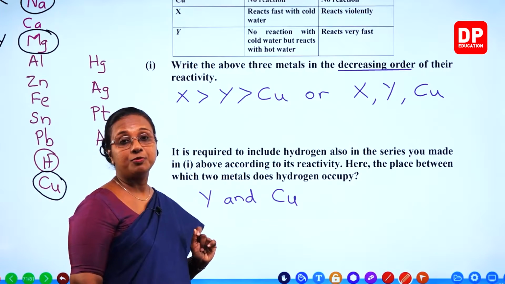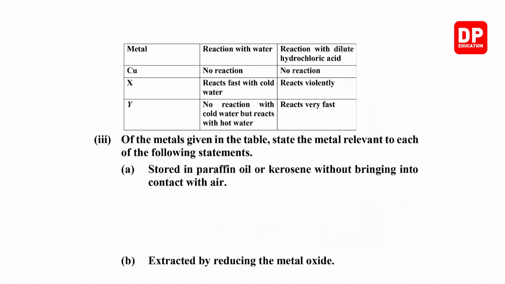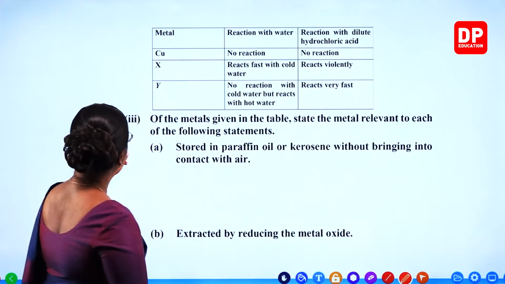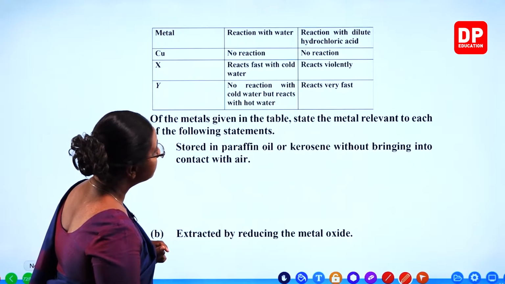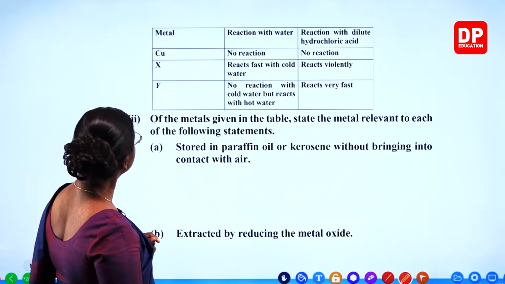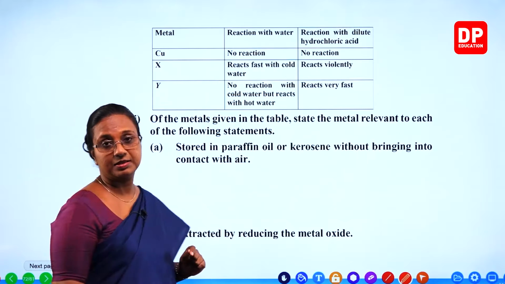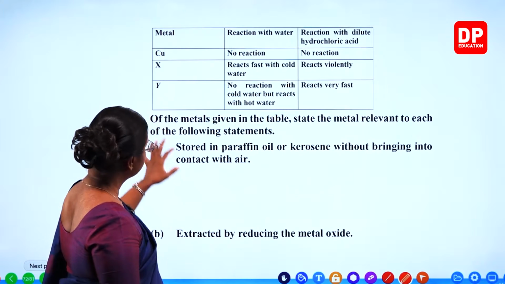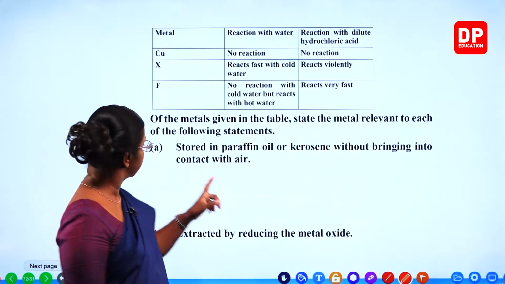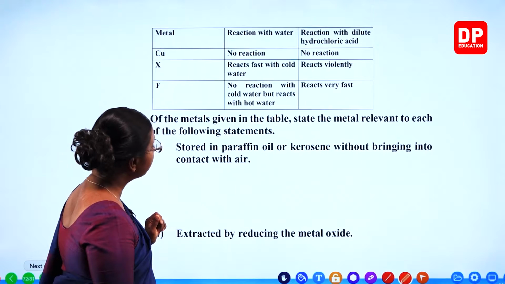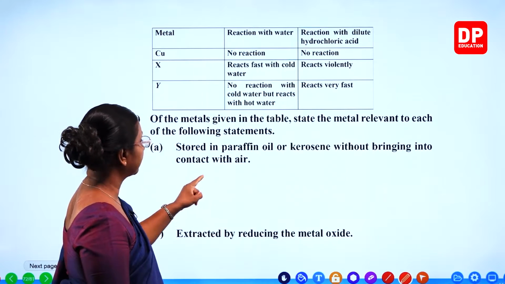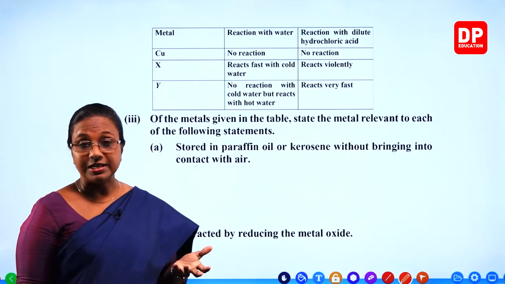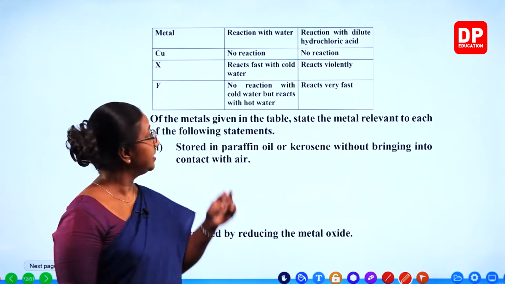So with that, I'll move on to the next part. Again, the table is given to you. Part 3. Of the metals given in the table, state the metal relevant to each of the following statements. So what are the metals relevant to these statements? A part, stored in paraffin oil or kerosene without bringing into contact with air. What is that? You all know it's sodium.